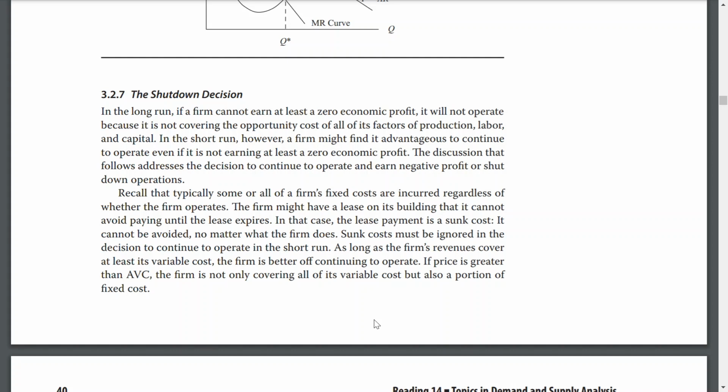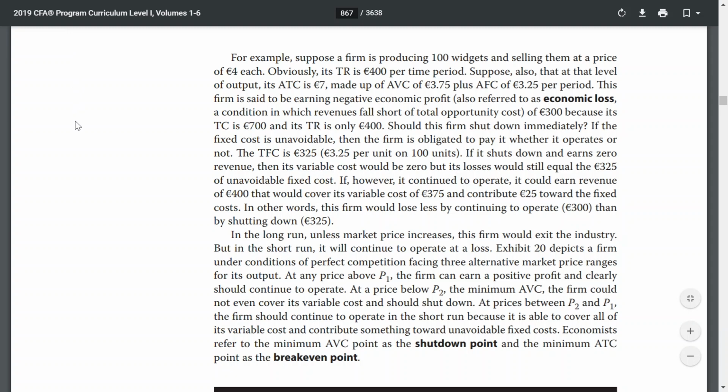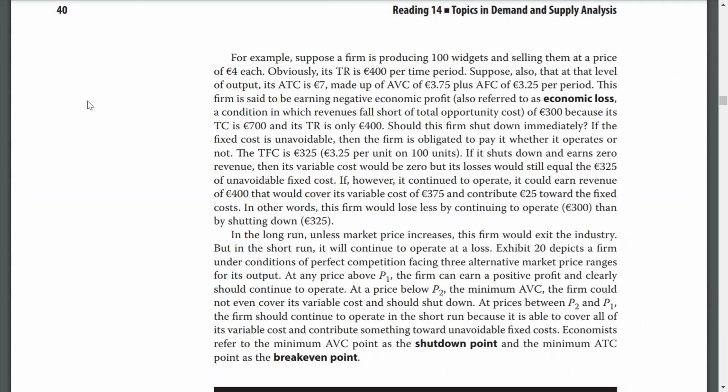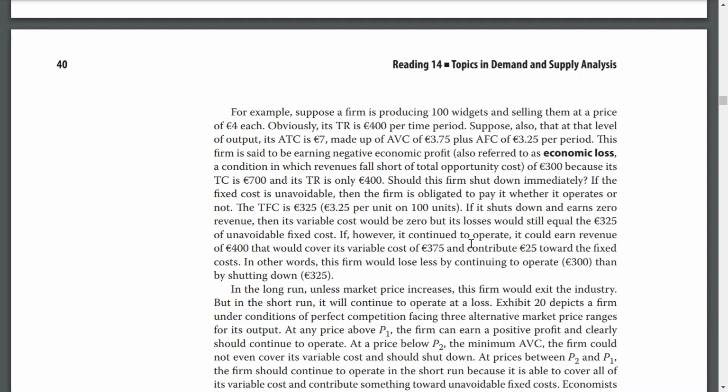If price is greater than average variable cost, the firm is not only covering all of the variable costs, but also a portion of its fixed costs. For example, suppose a firm is producing 100 widgets and sells them at a price of €4 each. Obviously, the total revenue will be 400 per time period. Suppose also that the average total cost is €7, made up of average variable cost of €3.75 and average fixed cost of €3.25 per period.